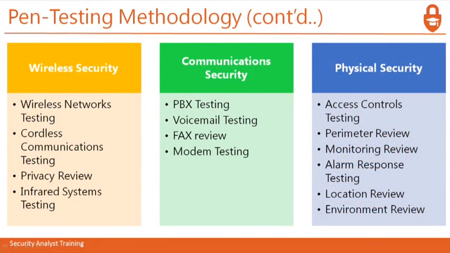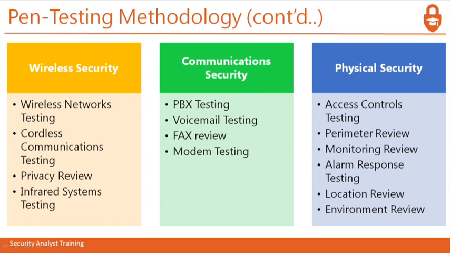Next pen testing methodology is your wireless security. Basically communication, I would say, like your wireless security, your communication security, and your physical security, are all kind of grouped together. The key task for the pen tester here is to check the security of your wireless devices and networks: firstly, your wireless network testing. Cordless communication testing is also part of it. In this you have your privacy review of your infrared system, and also testing of that system, right? Also in communication security, which I mentioned earlier, the methods used are mostly securing and testing your PBX, or even voicemail testing, your fax and your modem testing.